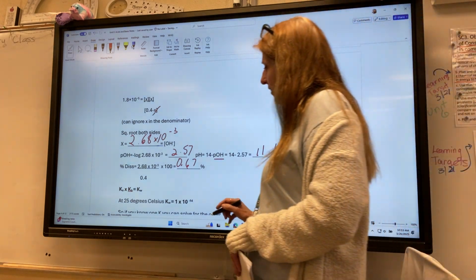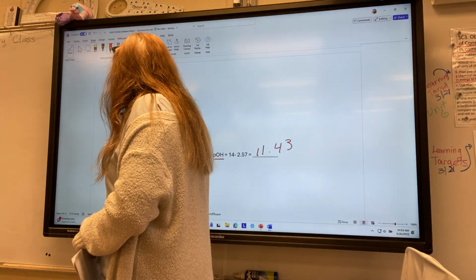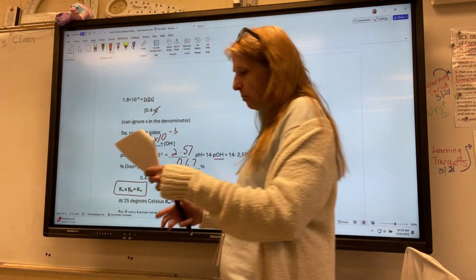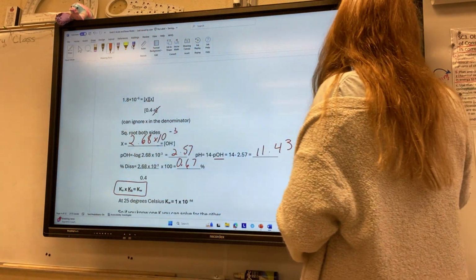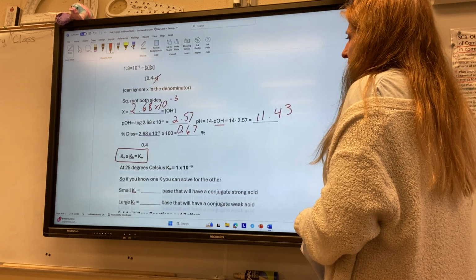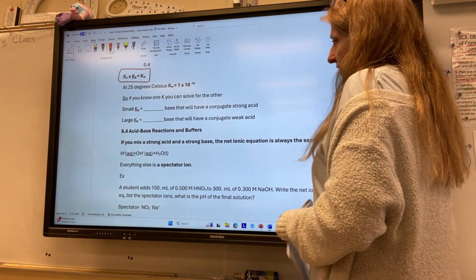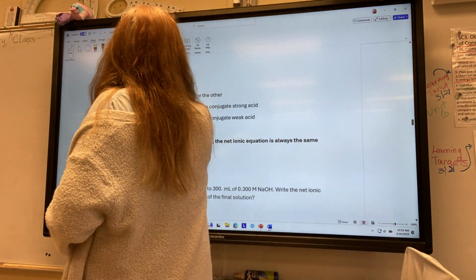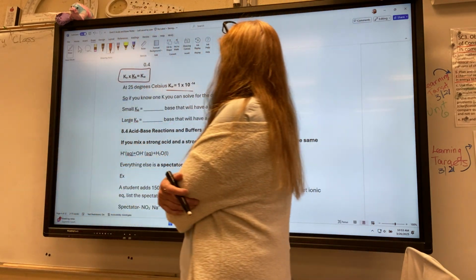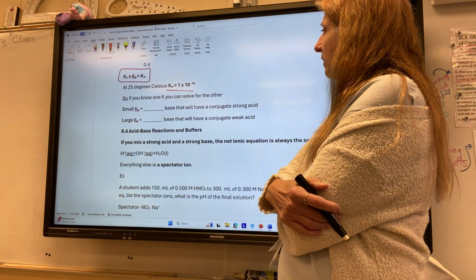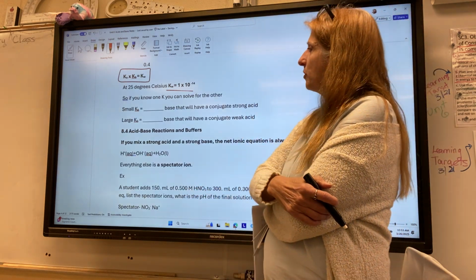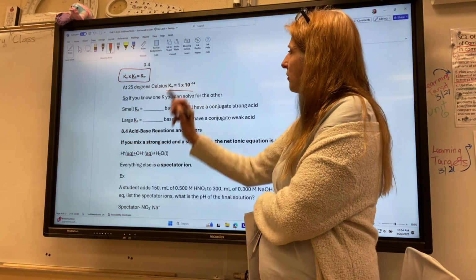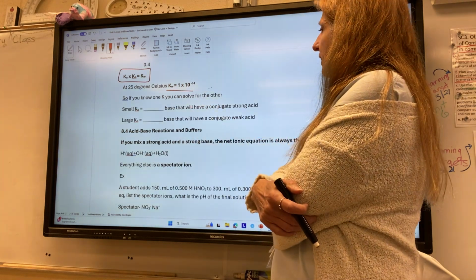Okay, so here is another little factoid to know, that if you multiply a Ka and Kb, you get Kw. And I think that is another equation that is on your AP reference sheet. And you also need to memorize that at 25 degrees Celsius, Kw is 1 times 10 to the negative 14. So sometimes they'll give you a problem where they'll give you one K and you solve for the other because you memorized 1 times 10 to the negative 14.